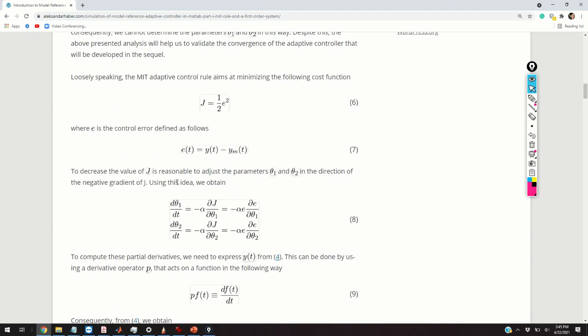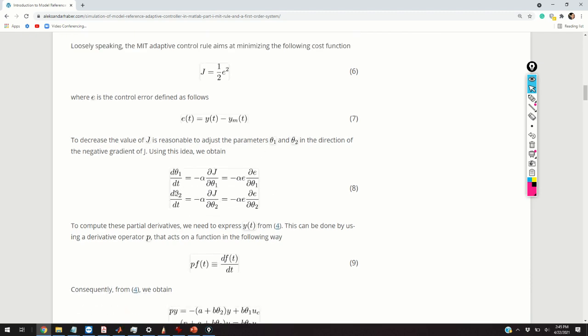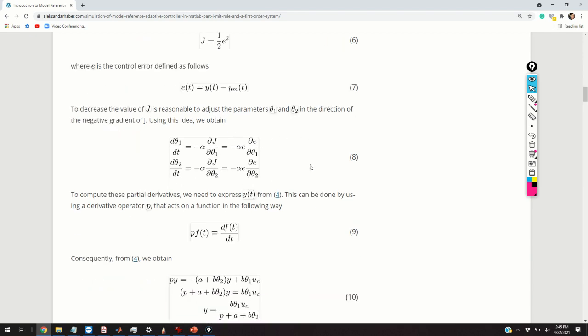Now, to decrease the value of J, our cost function, it's reasonable to adjust the parameters theta 1 and theta 2 in the direction of the negative gradient of J. That is, we can simply state that the change of theta 1 and theta 2 in time should be in the negative direction of the gradient of the function J with respect to the parameters theta 1 and theta 2. And now if you compute these partial derivatives, you will obtain equation 8. Now let us try to find these partial derivatives.